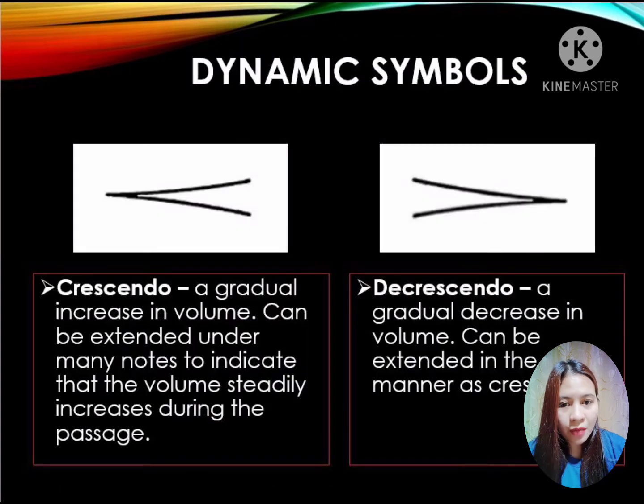Next are the dynamic symbols. There are two dynamic symbols. The first one is crescendo. Crescendo is a gradual increase in volume, and can be extended under many notes to indicate that the volume steadily increases during the passage. The second is the decrescendo, a gradual decrease in volume, which can be extended in the same manner as crescendo. So the crescendo is the increasing of volume, while the decrescendo is the decreasing of volume.